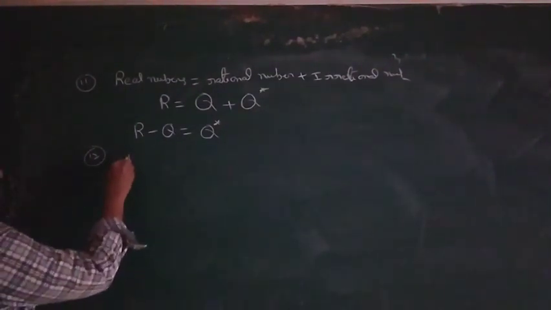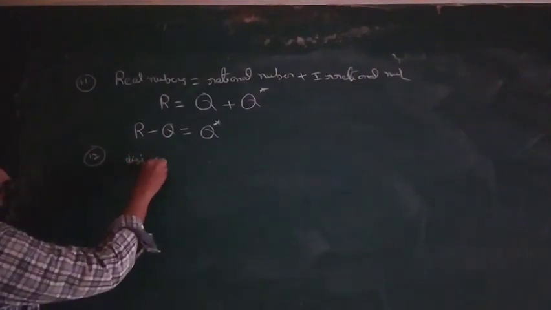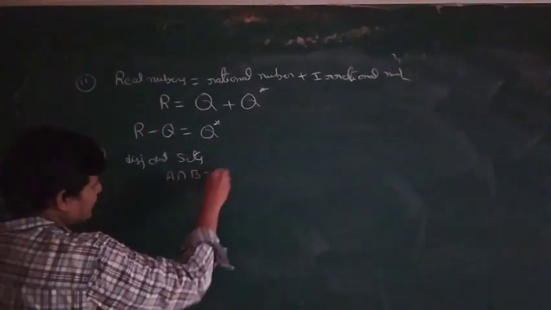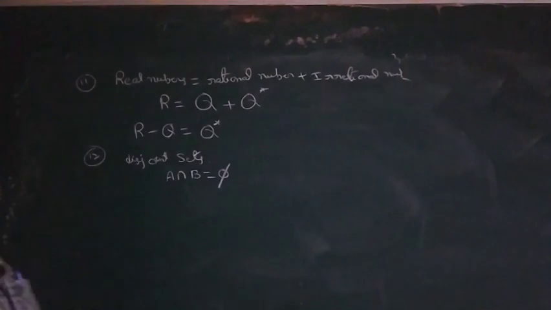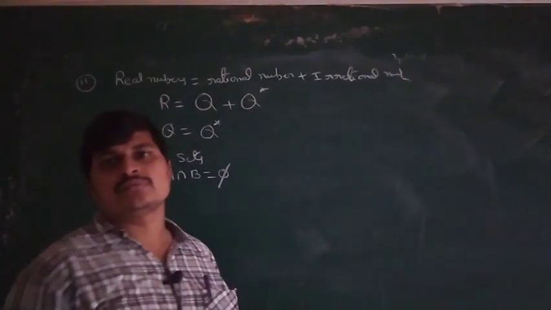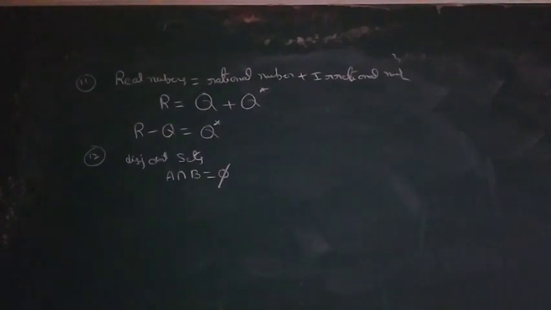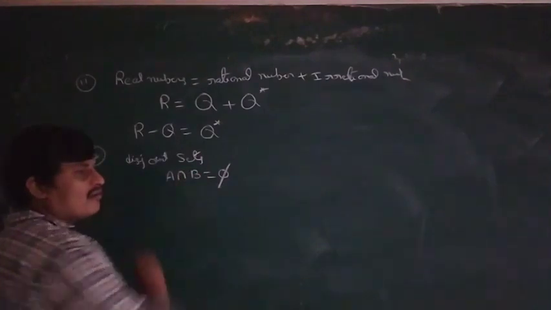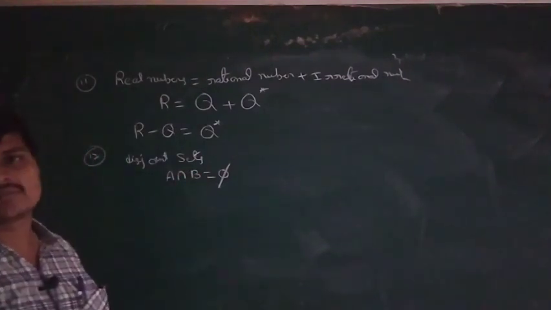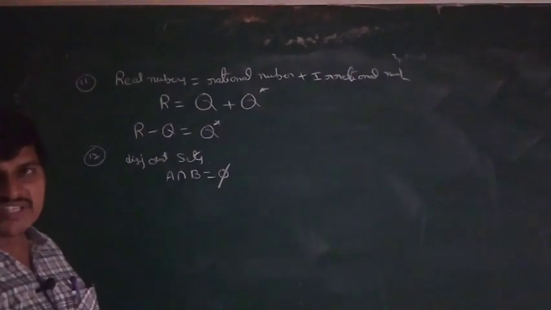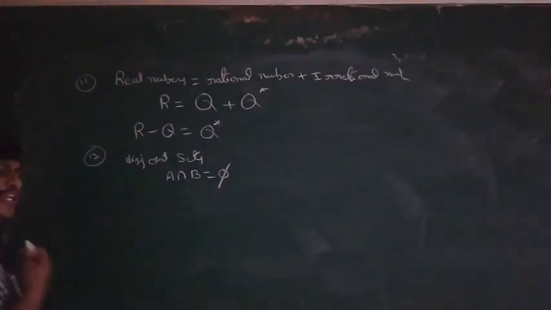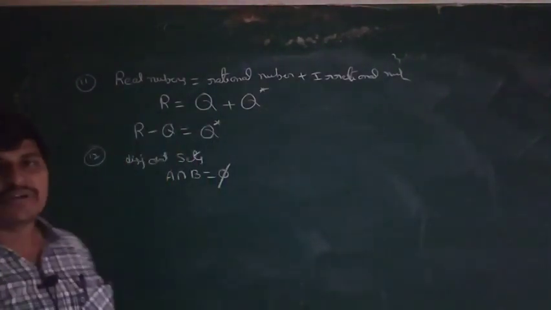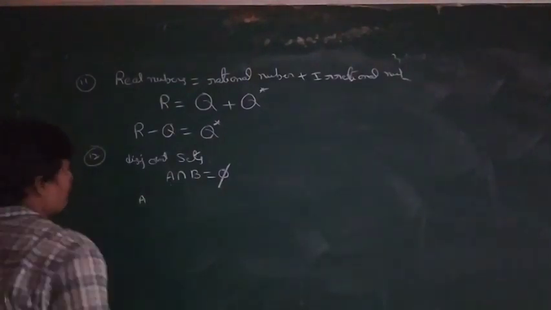Disjoint sets. What is meant by disjoint sets? A intersection B is equal to phi. If the intersection of two sets is equal to the empty set, then the two sets are called disjoint sets. This is the definition. If any two sets have intersection equal to phi, the two sets are called disjoint sets.